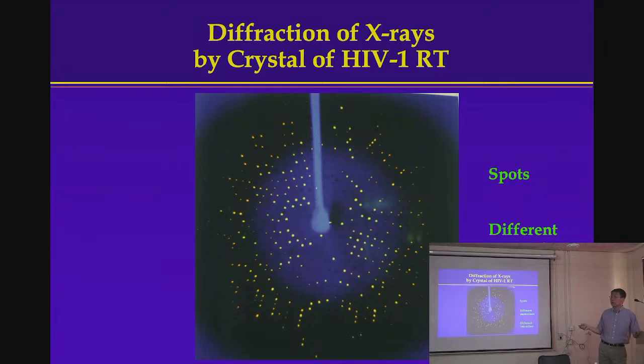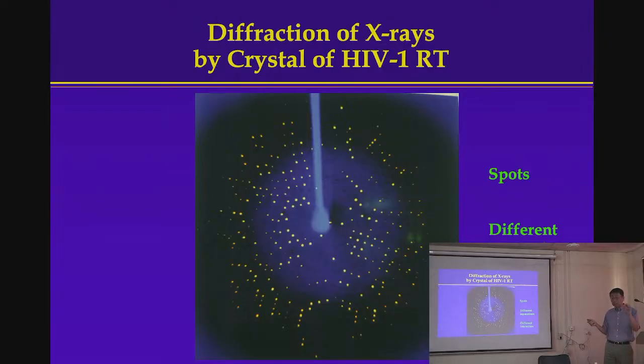As you will see later, the fact that you have spots is because it's diffraction from a crystal. A crystal is a lattice, and diffraction from a lattice is also a lattice. And that lattice is the spots. And then the different separations represent the unit cells.